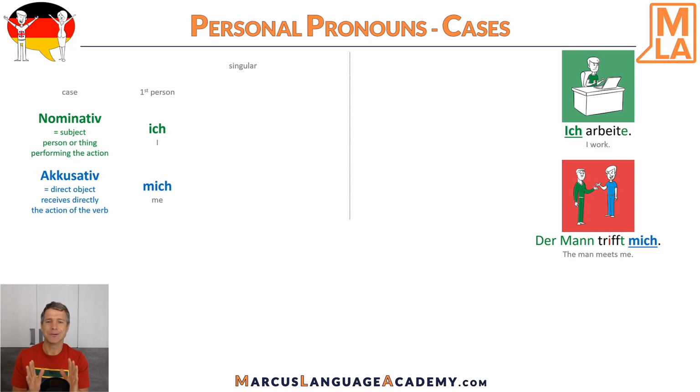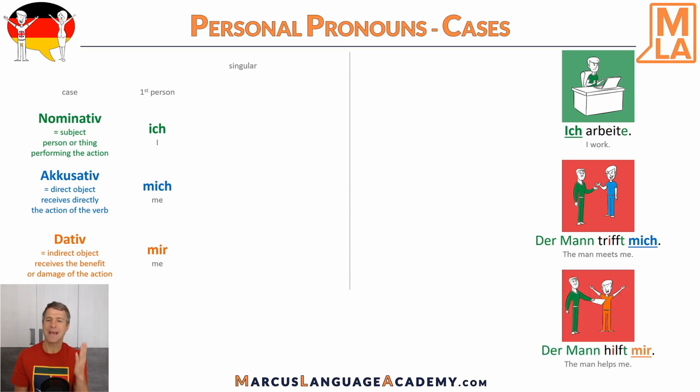Now let's see what happens in the dative case. Dative is orange and the indirect object. It receives the benefit or damage of the action. And here our first person singular pronoun is mir. Like in Der Mann hilft mir. The man helps me. I clearly have a benefit of the help from the man.